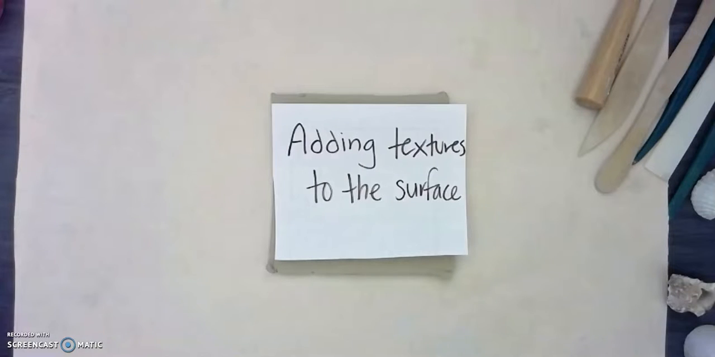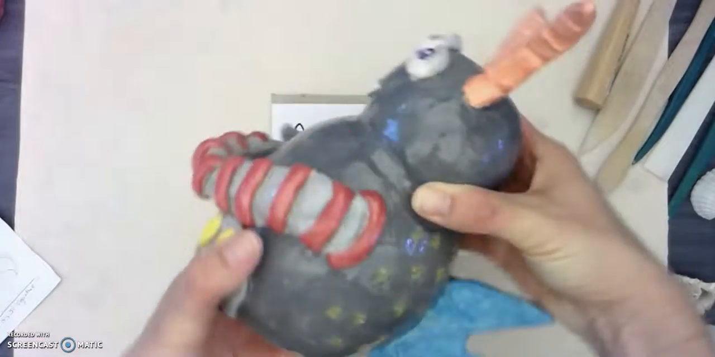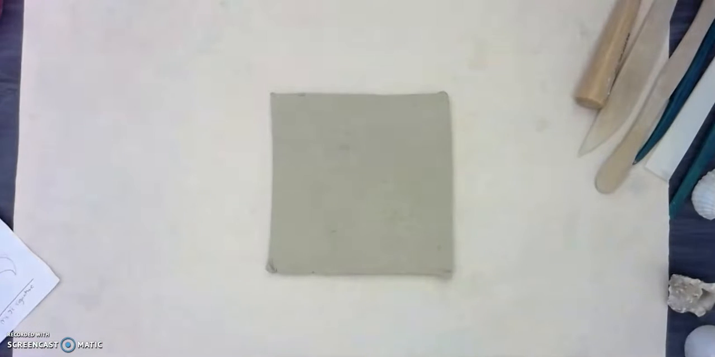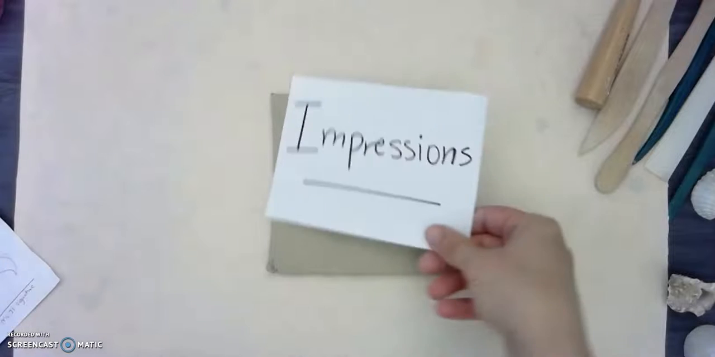Let's talk about adding textures to the surface. Now remember, you are adding textures to a three-dimensional form, so keep that in mind, but I'm going to be demonstrating mostly on just flat pieces of clay. So our first type of texture are called impressions.